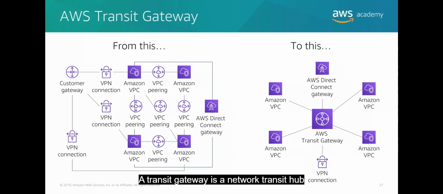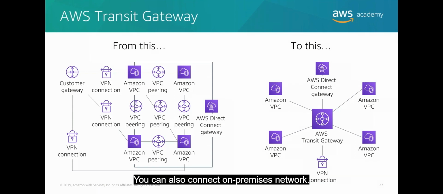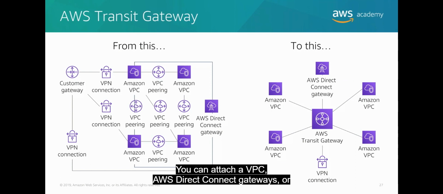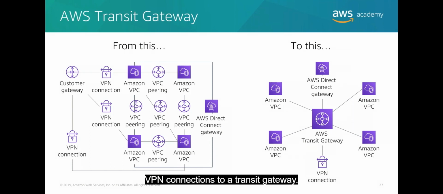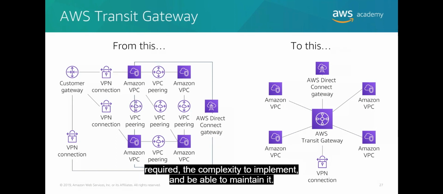A transit gateway is a network transit hub that you use to interconnect your virtual private clouds. You can also connect on-premises networks. You can attach a VPC, AWS Direct Connect gateways, or VPN connections to a transit gateway. The topology becomes a hub and spoke, which reduces the number of connections required and the complexity to implement and maintain it.